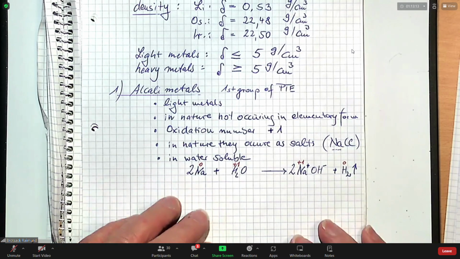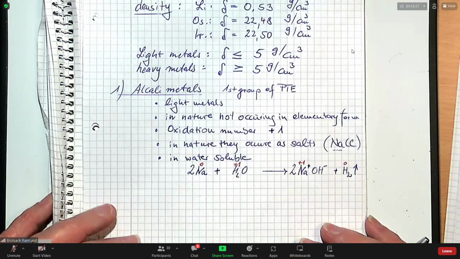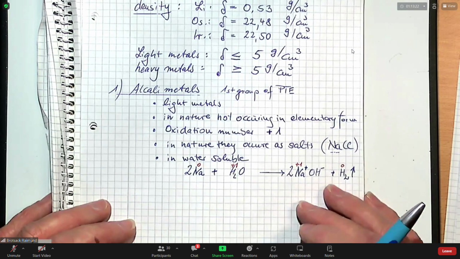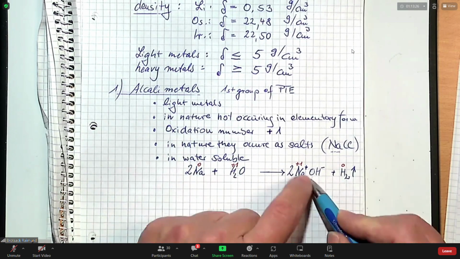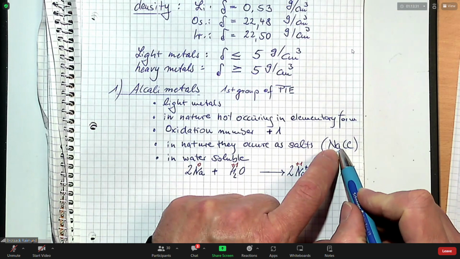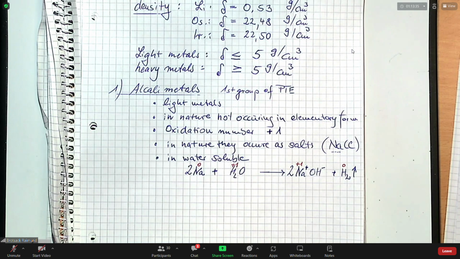And this happens with all of the alkali elements. They are not stable in nature. So we won't find them outside in nature as sodium. We find it as ions, mostly in form of salts. We will go through step by step through the other metals.